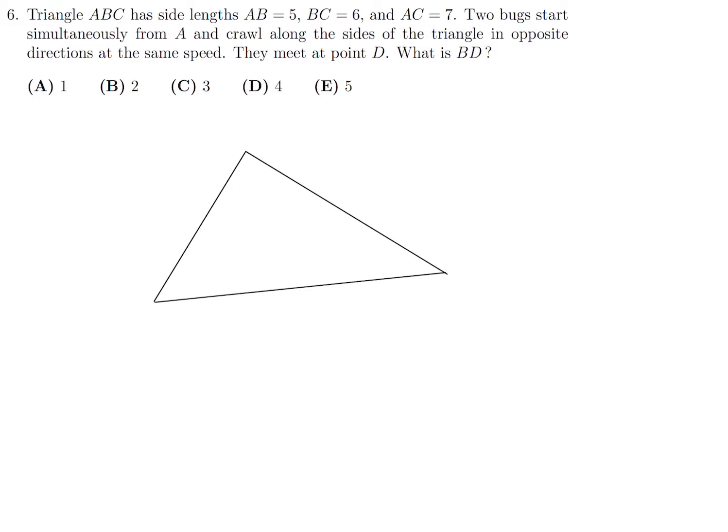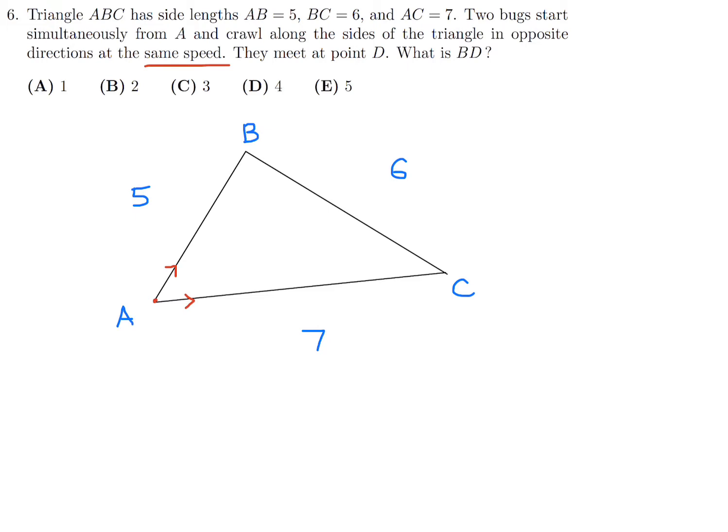So we've got AB here and C here. So AB they tell us is 5, BC is 6, and AC is 7. So we've got a bug, 2 bugs actually. They start at point A, and one goes in this direction and the other goes in that direction. They eventually meet, but they travel at the same speed. So they must both travel the same distance since they're traveling at the same speed.